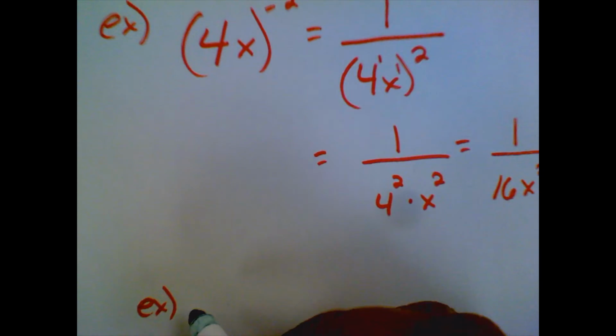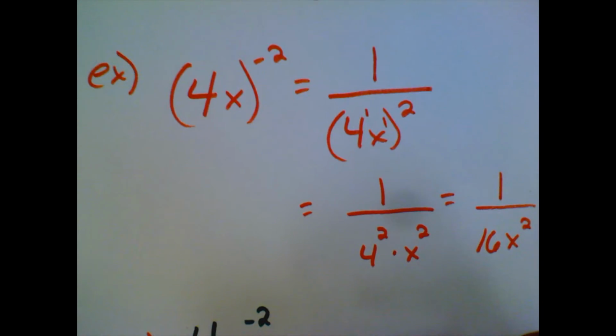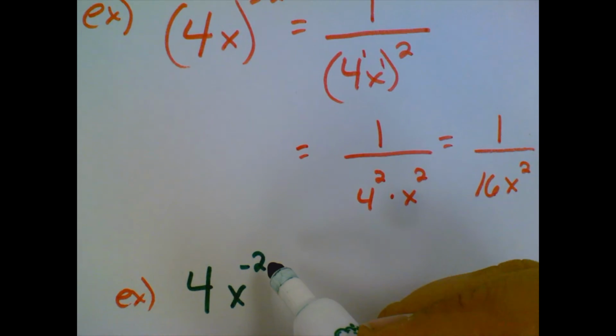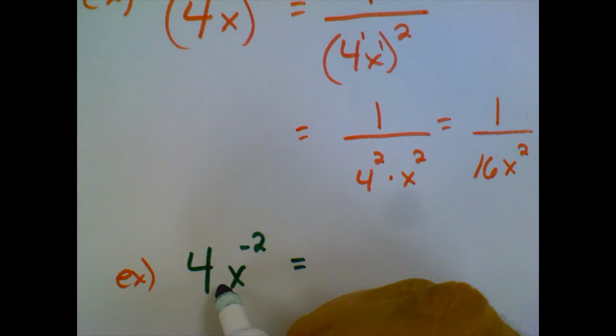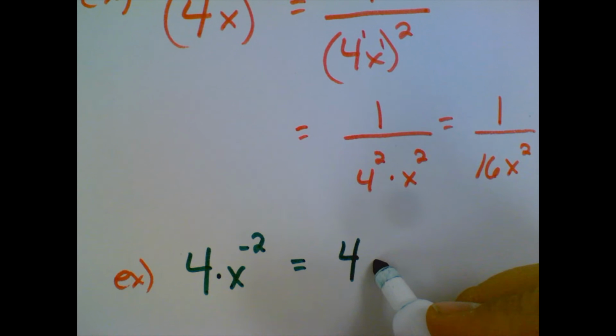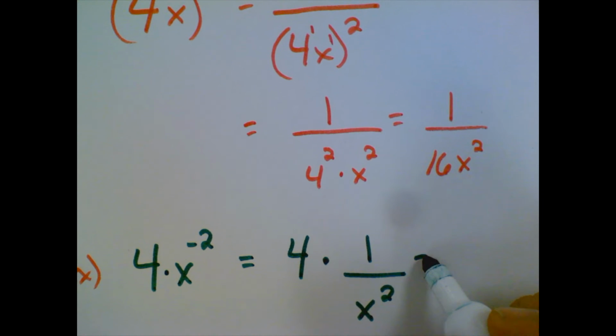What if I did 4x to the negative second? Notice the difference between the two. See if I can get them on the screen. This one does not have parentheses. So in this case, class, this means 4 times x to the negative second. So this would be 4 times 1 over x squared. It's going to produce a different answer.